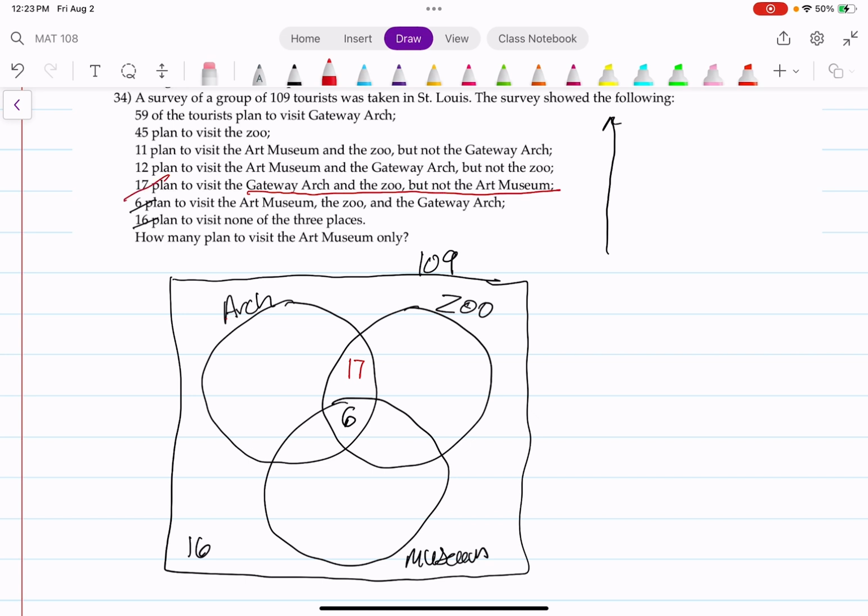12 plan to visit the art museum and the Gateway Arch, but not the zoo. So 12 is going to go here. 12 are going to visit the arch and the museum, but not the zoo. 11 plan to visit the art museum and the zoo, but not the Gateway Arch. And that's going to go here as well. That is museum and zoo, but not the Gateway Arch.